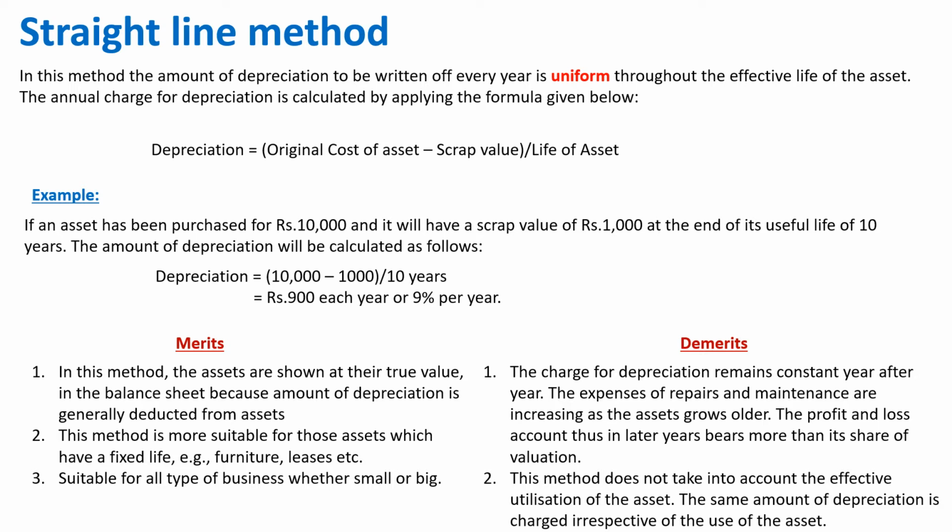Second point, this method does not take into account the effective utilization of the asset. The same amount of depreciation is charged irrespective of the use of the asset. So it doesn't take the usage of the asset into account. For example, if the asset is idle for 2 months, the production site is closed, still there will be depreciation for these 2 months, irrespective of whether it is used or not used.